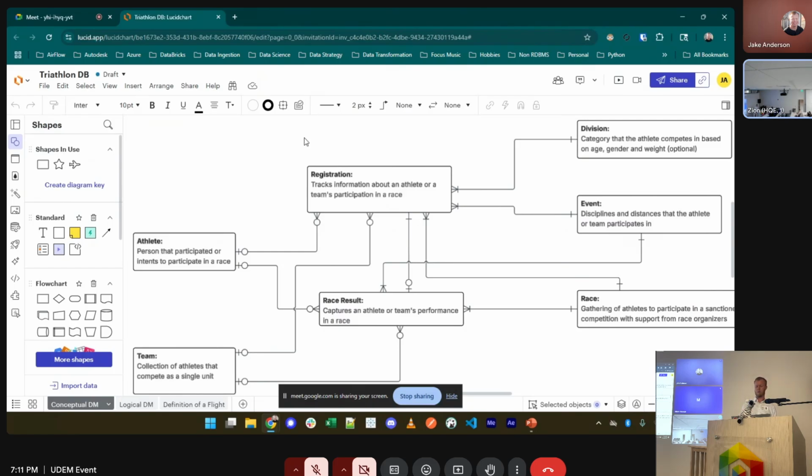So I'm going to pause there before we jump to the next step, the next phase. I want to see what questions there are from the group.